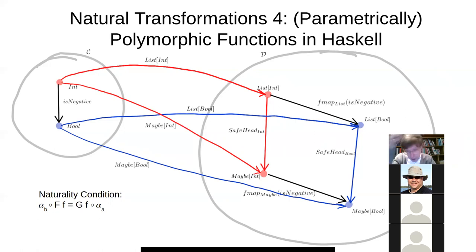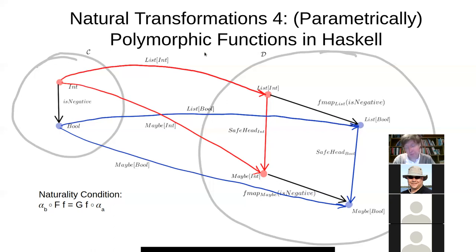So if the list has a first element, we get it, otherwise it's nothing. Great. So we could do that, and then we could map is negative on the maybe and get a maybe bool. Was that first element negative? It's the only thing in the maybe. Alternatively, we could apply is negative to all the elements of the list in turn, and then do safe head on that and get back a maybe bool. And those two have to have the same results for this to be a legitimate natural transformation.